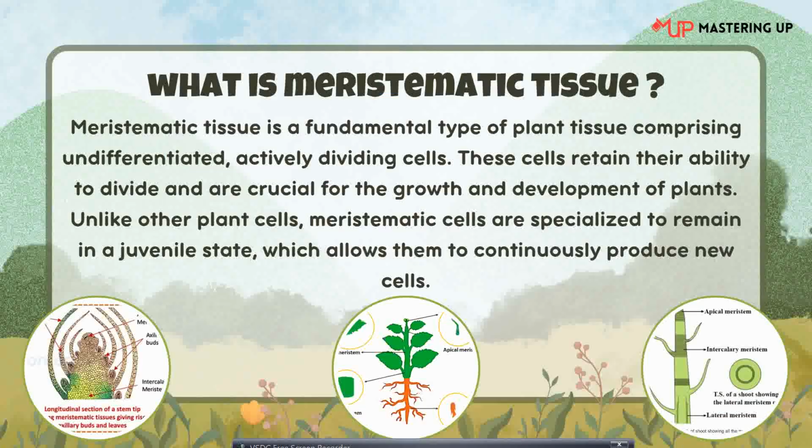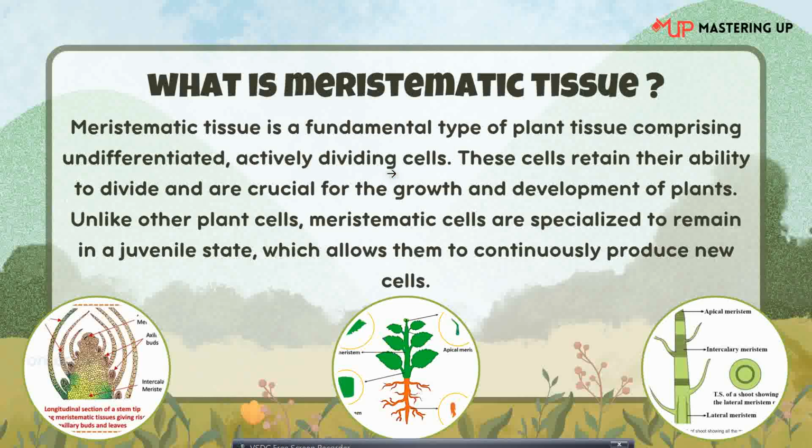Okay, so let's know what meristematic tissue is. Meristematic tissue is a fundamental type of plant tissue comprising undifferentiated, actively dividing cells. So there is no differentiation. These cells are not formed for different functions. These cells are not differentiated at all, and they are actively dividing cells. These cells are for growth, that's why they are actively dividing, and also they are undifferentiated. Okay, note these points: undifferentiated and actively dividing cells.